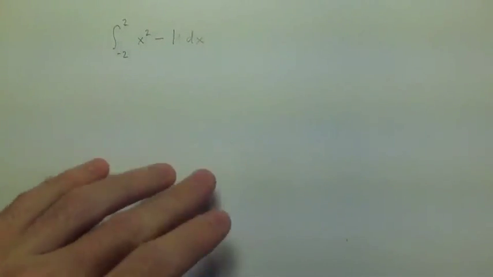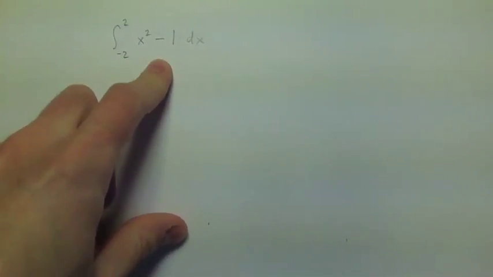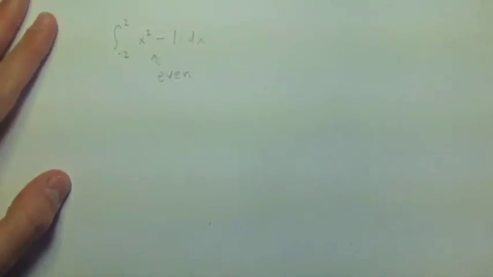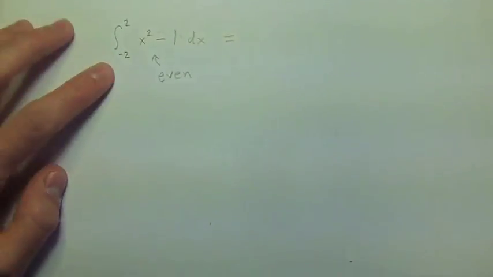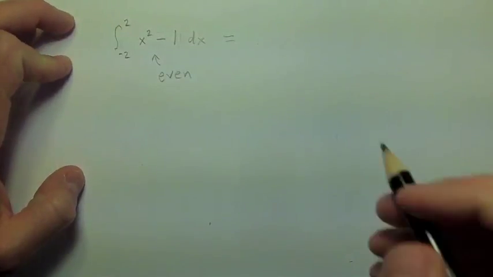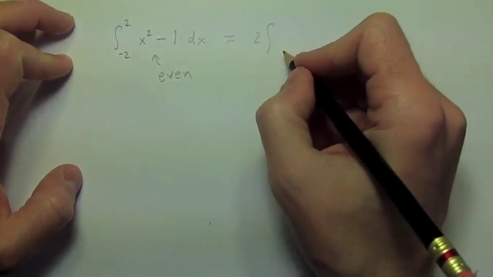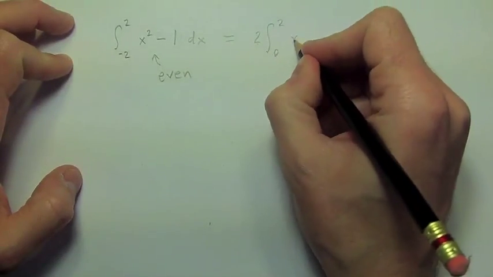All right, one last thing I want to show before we finish this off is what we talked about last time about symmetry can really help us here. I know that this is an even function. Okay, so this is even, meaning that the integral from -2 to 2 of this even function is the same thing as 2 times the integral from 0 to 2.